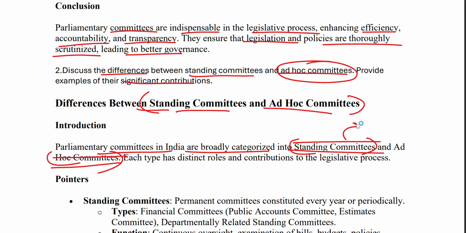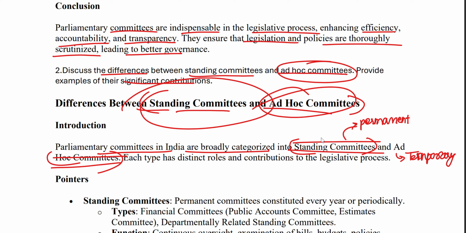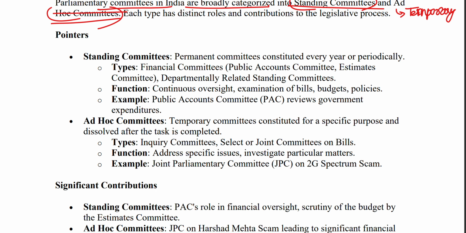Standing committee is a permanent committee, and ad hoc committee is a temporary committee. This is the difference between the standing committee and ad hoc committee. Permanent committees are constituted every year or periodically.